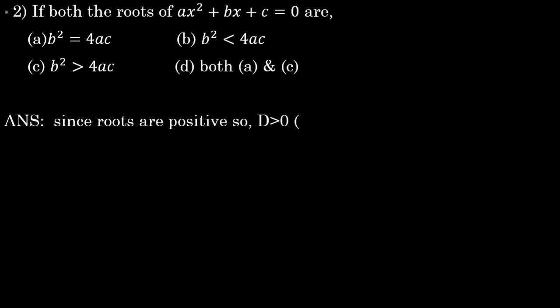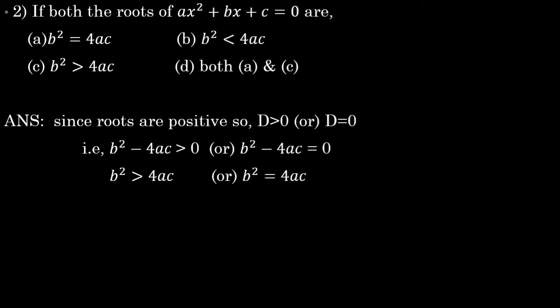Since the roots are positive, D is greater than 0 or D is equal to 0, any condition is possible. So b square minus 4ac is greater than 0, because the discriminant formula is b square minus 4ac. Here we will substitute it and we will get b square is greater than 4ac and b square is equal to 4ac. That means both the conditions are possible. So option D, both A and C, is the correct one.